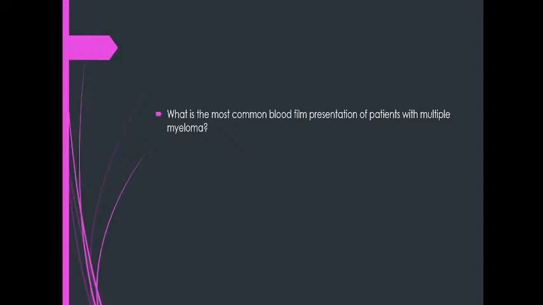Since we're talking about blood smears a couple of days ago, or just like I think yesterday, right? What is the most common blood film presentation of a patient with multiple myeloma? Remember, this patient has a lot of proteins in the form of antibodies. So what will happen to the arrangement of the cells?